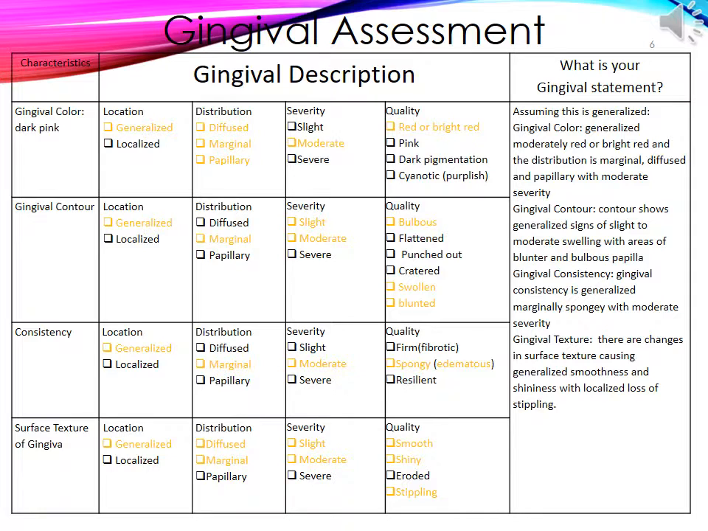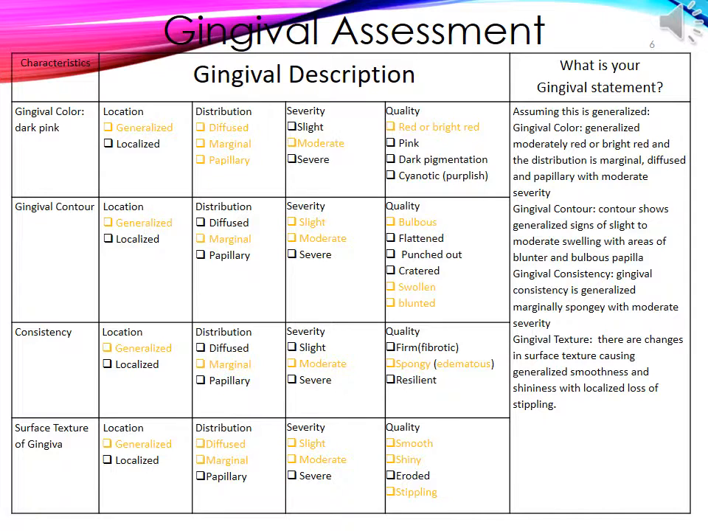A gingival assessment was done with characteristics written down, including gingival color, gingival contour, gingival consistency, and surface texture of gingiva. Gingival color is generalized moderately red or bright red, and the distribution is marginal, diffuse, and papillary with moderate severity.